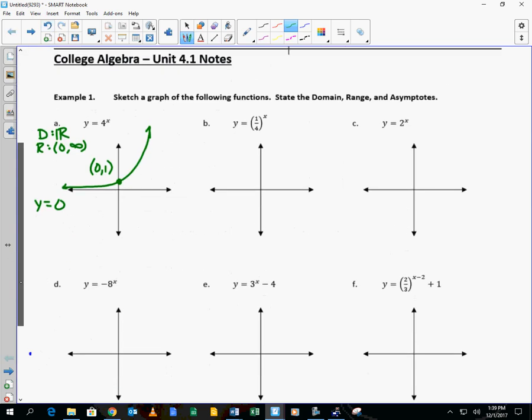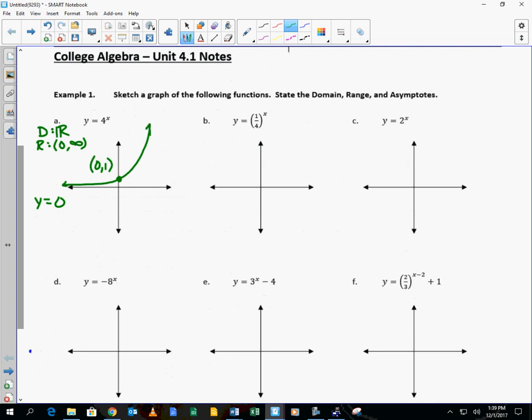How is B going to be different? Why? Very good. So it's still going to cross through that 0, 1. Let's go the other direction. It's a horizontal reflection because it's 4 to the negative x. Domain of all real numbers. Range of 0 to infinity. And y equals 0 is our asymptote.